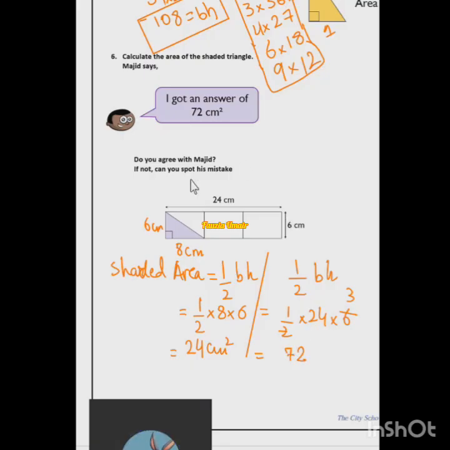So what will you say, do you agree with Majid? No, ma'am, we don't agree. So if not, what is the mistake? The mistake is he's taking the wrong base of the triangle, the wrong 24. So he's taking the wrong base of the triangle. All right.